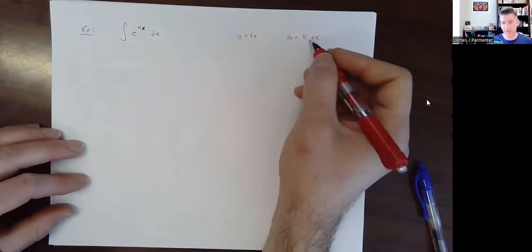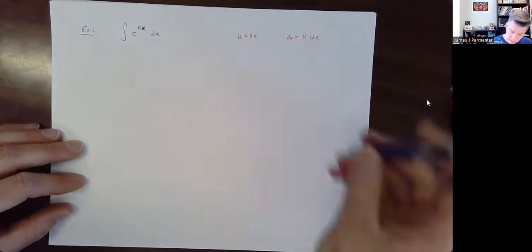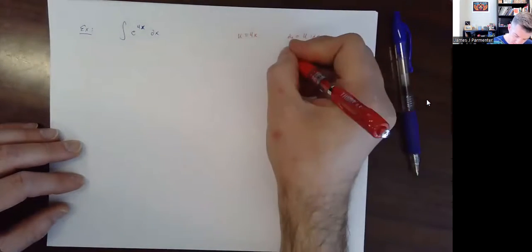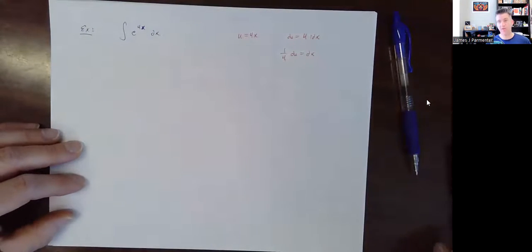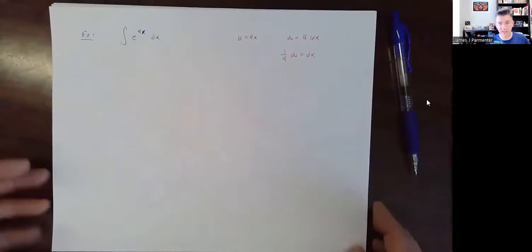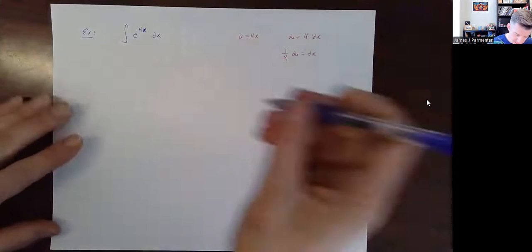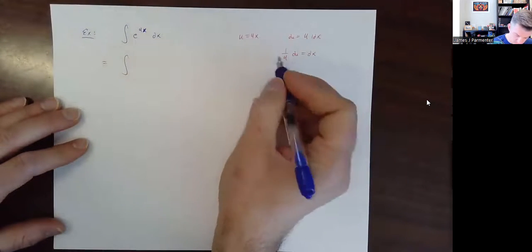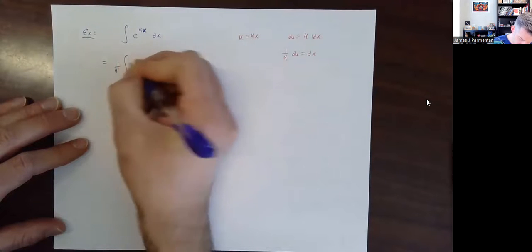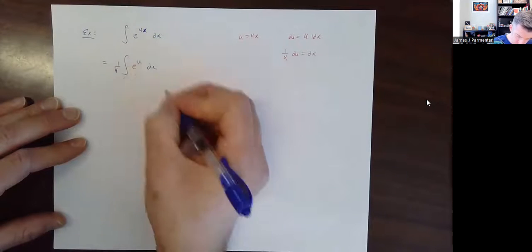And again, I don't really care that I'm off by a multiple. I have 4 times 1 times dx, so du divided by 4, or 1/4 du, is equal to dx. You can always let u be a multiple of x, because the du can just be a constant times dx. So rewriting this, it's the integral of 1/4 du times e to the u.